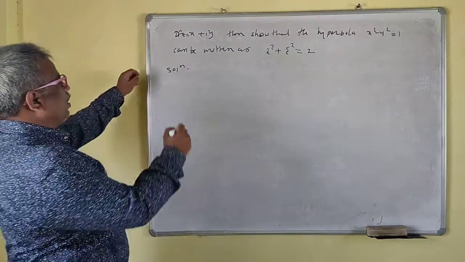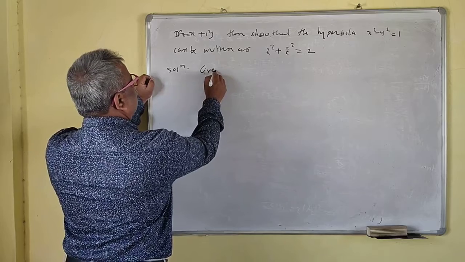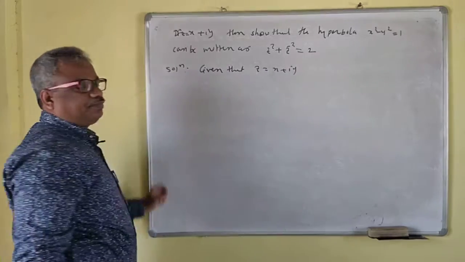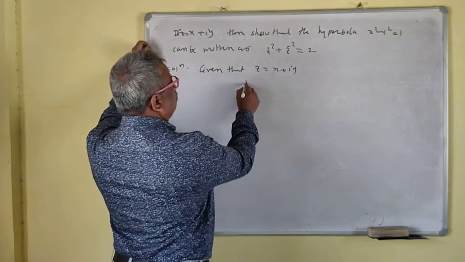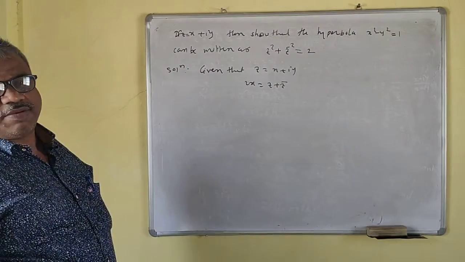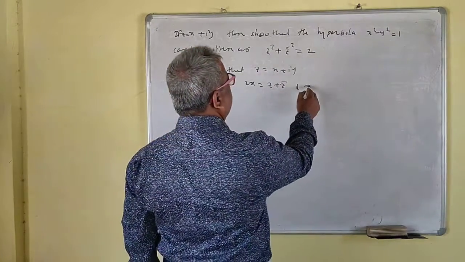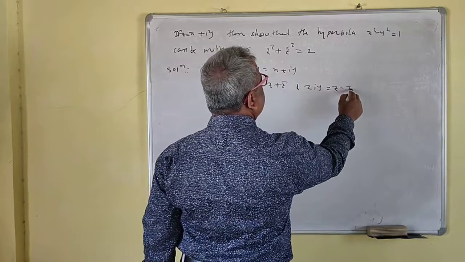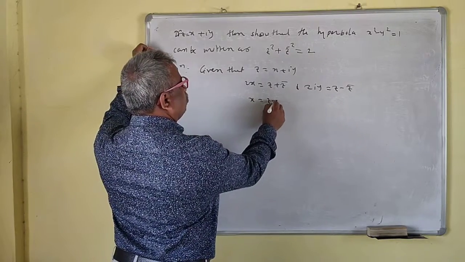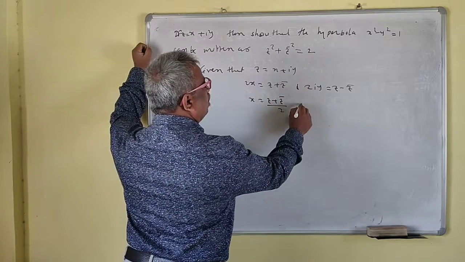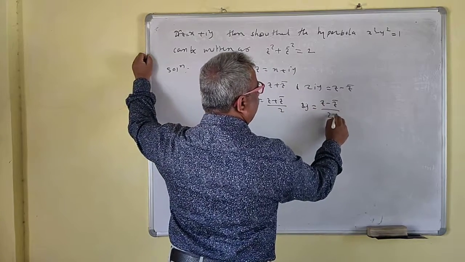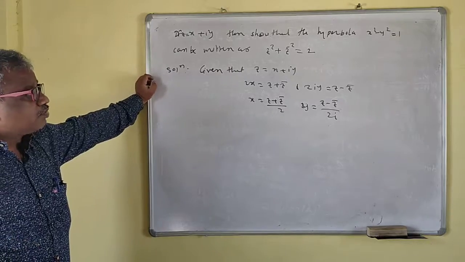So what are we given? Given that z is equal to x plus iy. You know that twice x is the same as z plus z bar, and twice iy is the same as z minus z bar. We are familiar with this. So that means x is equal to z plus z bar upon 2, and y is the same as z minus z bar upon twice i. So we'll apply this.